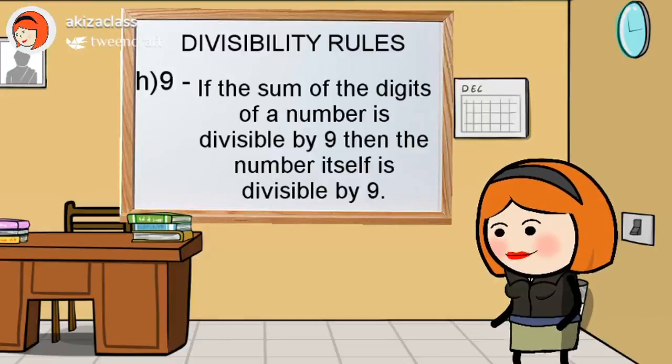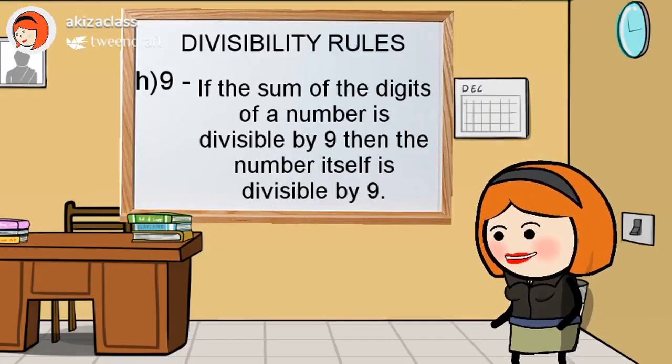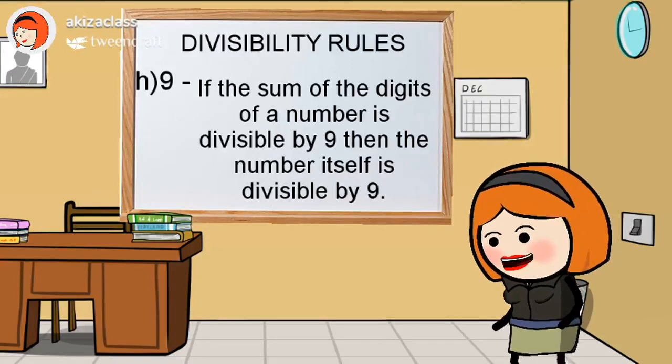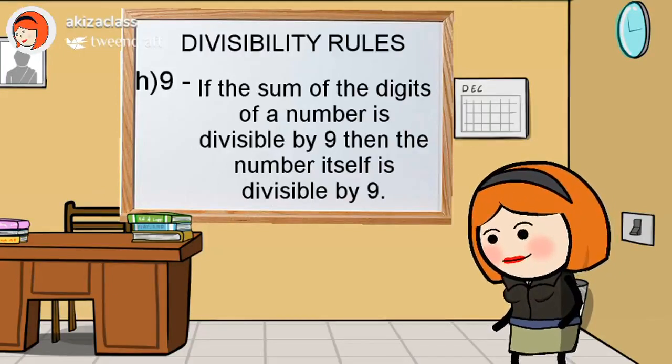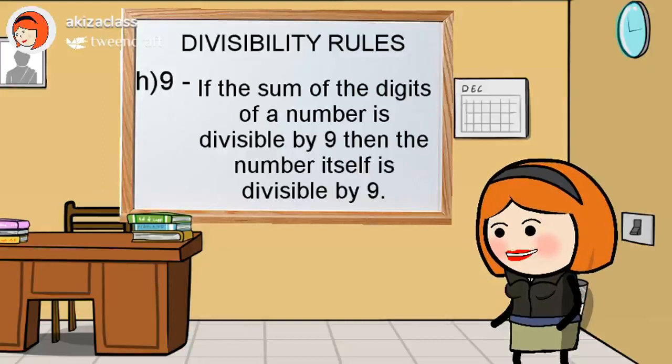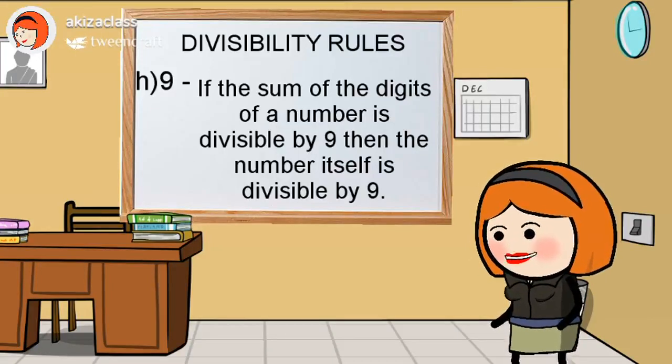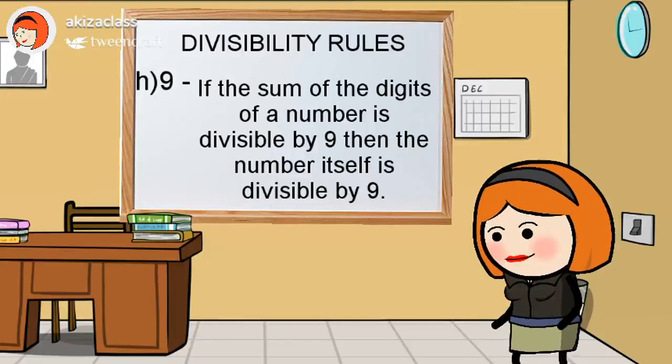Moving on to number 9. If the sum of the digits of a number is divisible by 9, then the number itself is divisible by 9. So to check whether a number is divisible by 9 or not, we will add all the digits of the given number, and if that sum is divisible by 9, then the whole number is also divisible by 9.